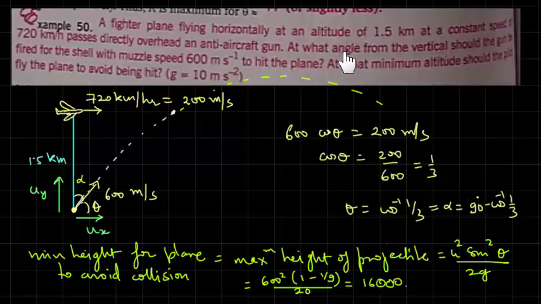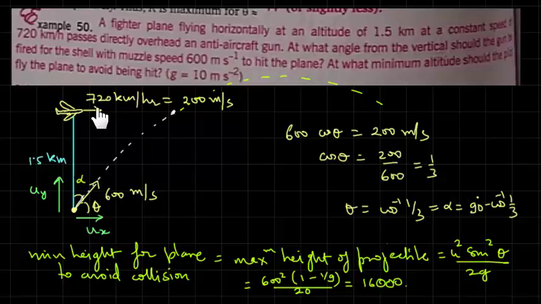So now in our question, at what angle from the vertical should the gun be fired? Let's say that angle is alpha, which we are supposed to find. This is the complementary angle, 90 minus alpha. Let's call it theta, since we already know the equations for this angle theta, it will be easier for calculations. The speed of the shell is 600 meter per second. Again, breaking it into components, ux will be 600 cos theta and uy will be 600 sin theta. The height between the plane and the gun is given as 1.5 kilometers. We already discussed why the horizontal component of the shell and the plane have to be the same.